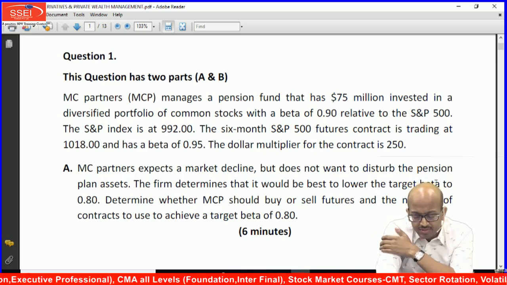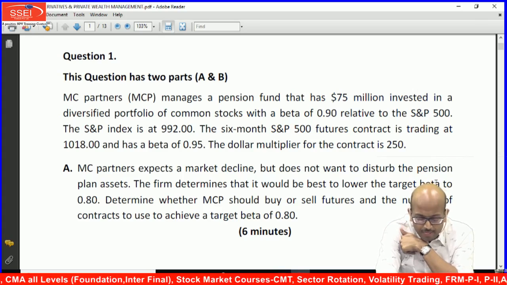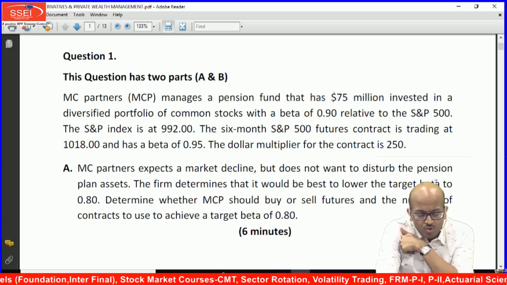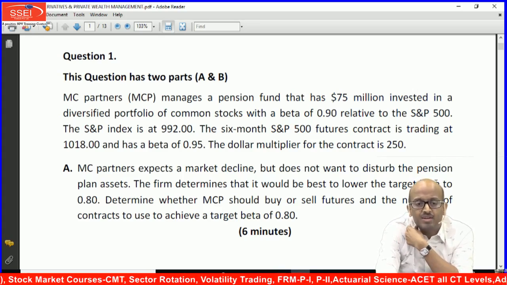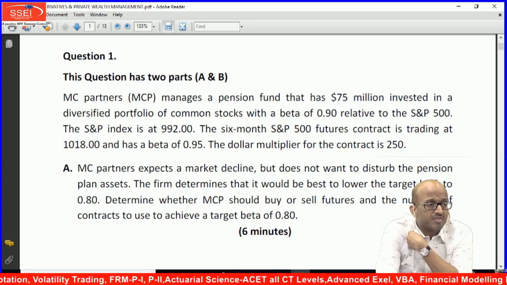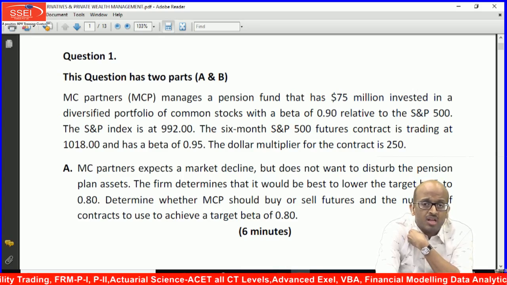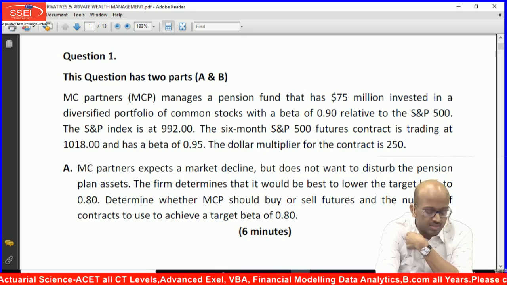Please calculate. 7.5 million, so 75 lakh divided by 1018 into 250 into 0.95. 75 lakh divided by 1018 into 250 into 0.95. Yes, please. 31 contracts to sell.